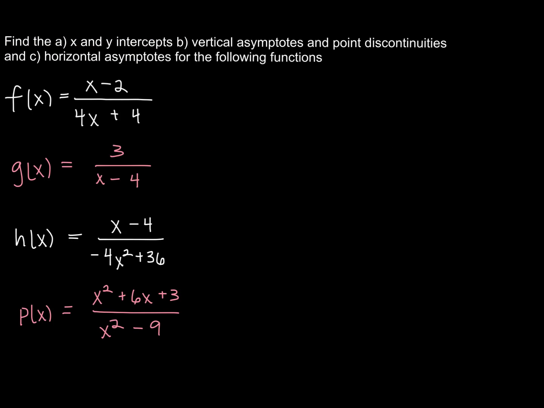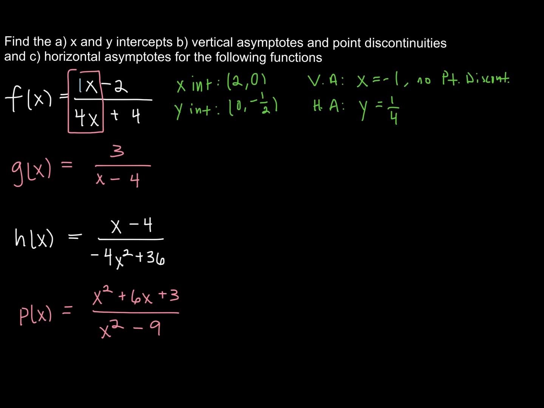All right, so now we can put it all together. You're going to find the x and y intercepts, the vertical asymptotes, and you will make sure you check for any point discontinuities, as we discussed in class earlier this week, and then also find the horizontal asymptotes for each of these functions. So go ahead and try f of x on your own first. Press play. We'll take a look at the solutions, and then you can work through g, h, and p on your own.